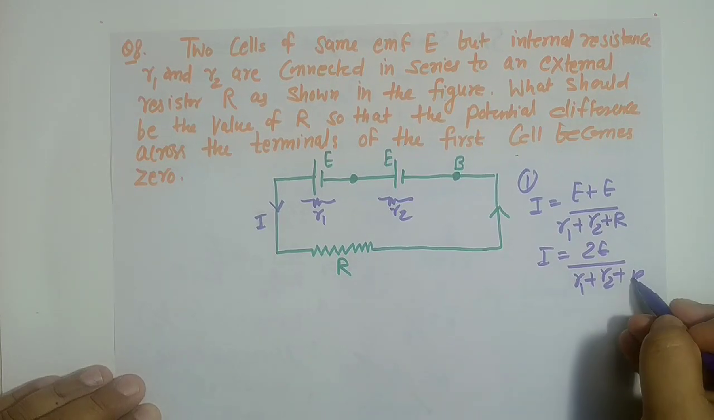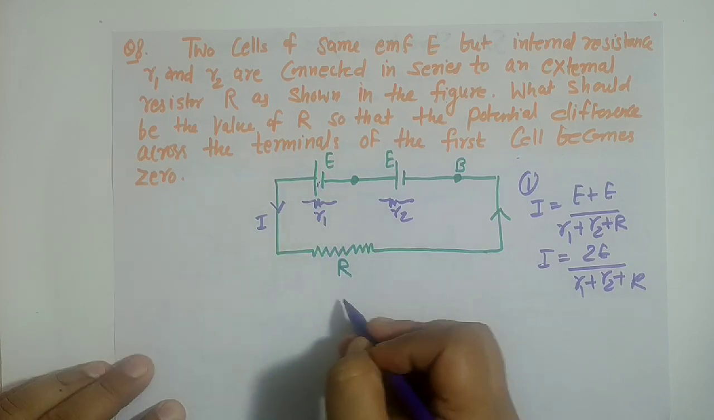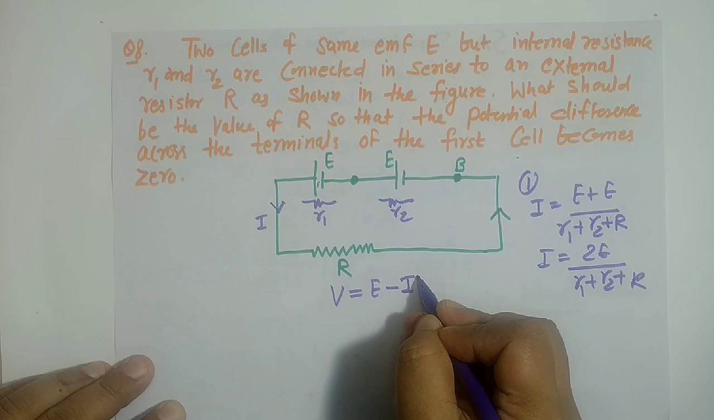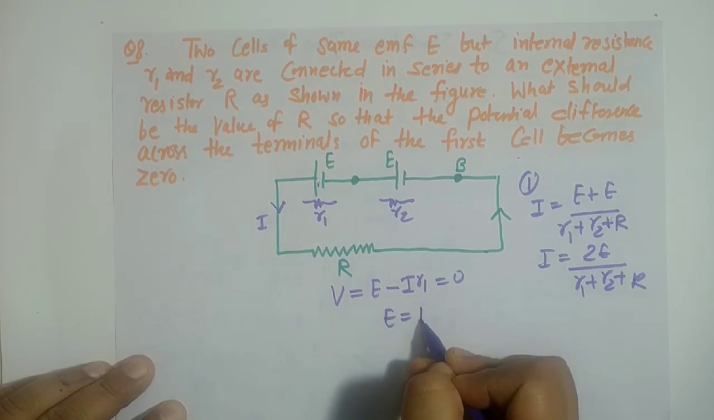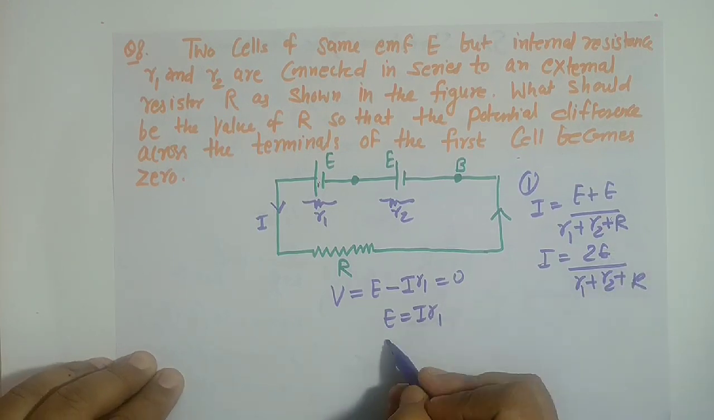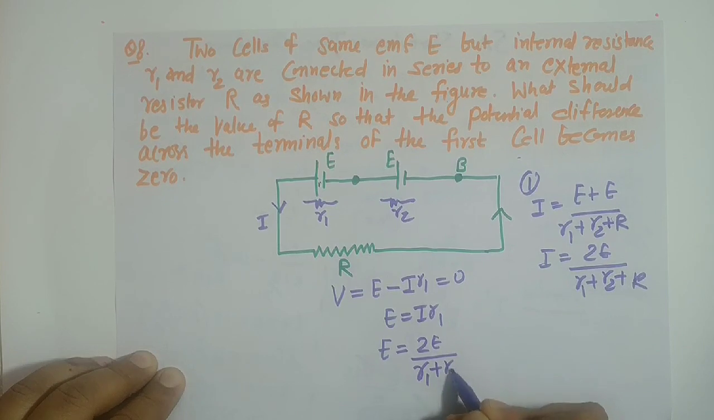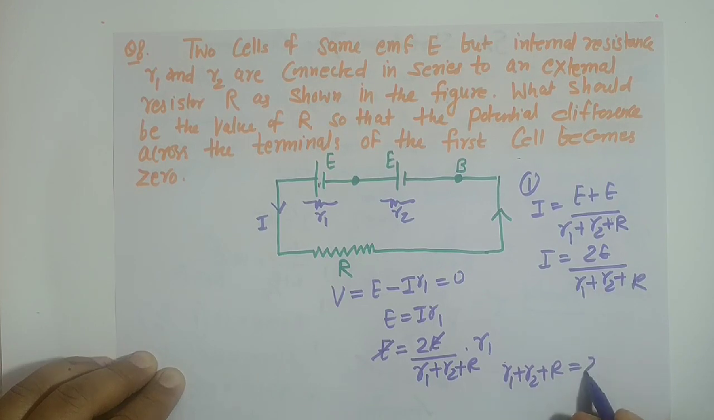Got it? Now the question is that the potential across this is 0. What is the potential across this? I think most of you know V is E minus I R1. So it will be 0. So E will be I R1. Can I put I from here? Yes. What is it? 2E upon R1 plus R2 plus R, into R1. Cancel it out and solve it. It will be R1 plus R2 plus R equal to 2R1.